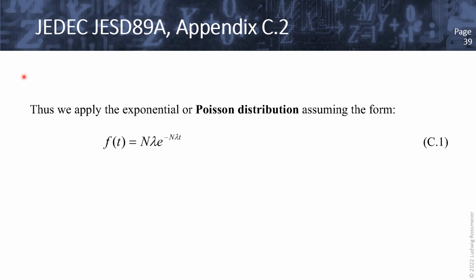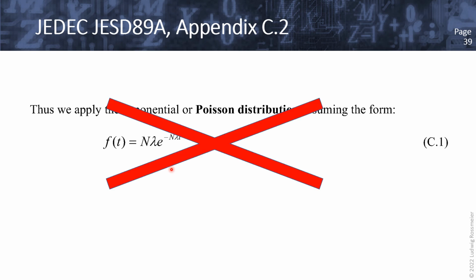Maybe you remember when I started my presentation, I said I started my research with this sentence from the standard, which was, thus we apply the exponential or Poisson distribution assuming this form. And this turned out to be really a bad way. I didn't get further, so forget about this sentence in the standard. In the end, I found a way to show the results of the standard, and I think I found out what is the reasoning behind this standard.